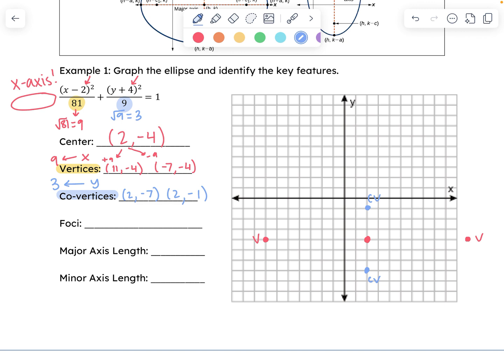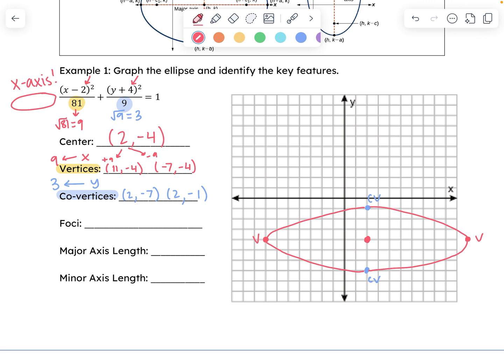And those points are going to be the guide for my ellipse. So it's going to go through the vertices and the co-vertices, and that's going to be my oval, my ellipse. I'm bad at drawing, so please don't judge my drawing, but there's my ellipse.